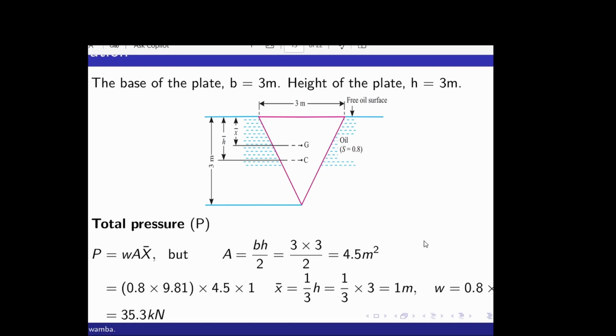Exactly. I think it's clear. Oh, okay, I get it now. It's basically 3 over 3. Yes, basically 3 over 3.